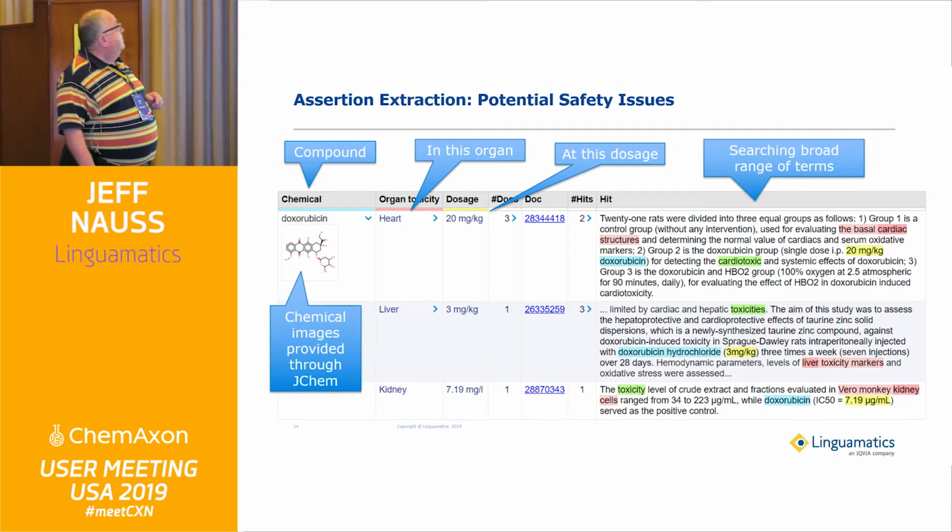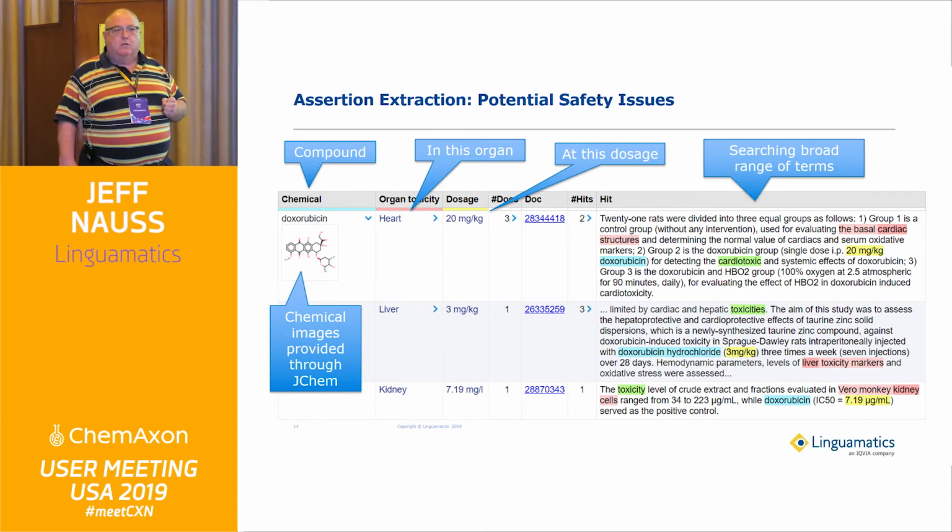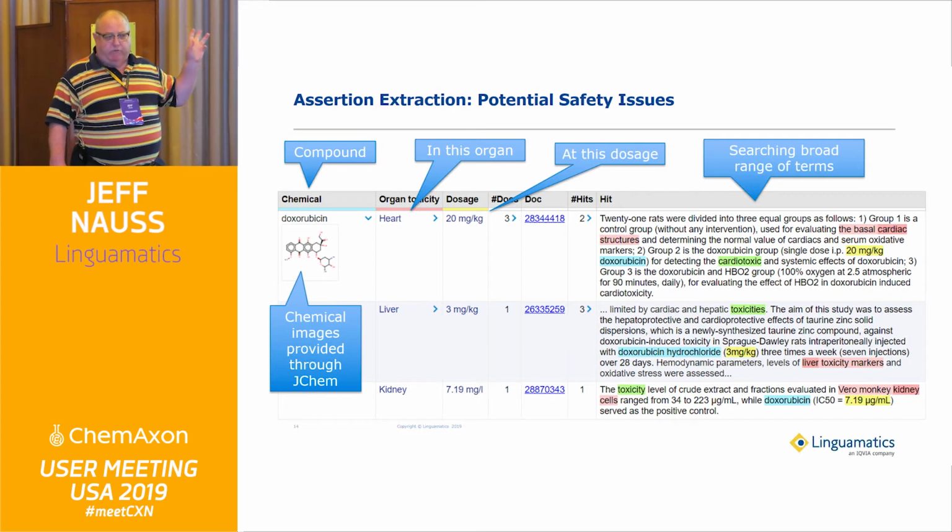And then in the output, hey, thank you, ChemAxon. You gave us the chemical structures there. So the people reviewing the literature or reviewing this hit can then look at that chemical structure.